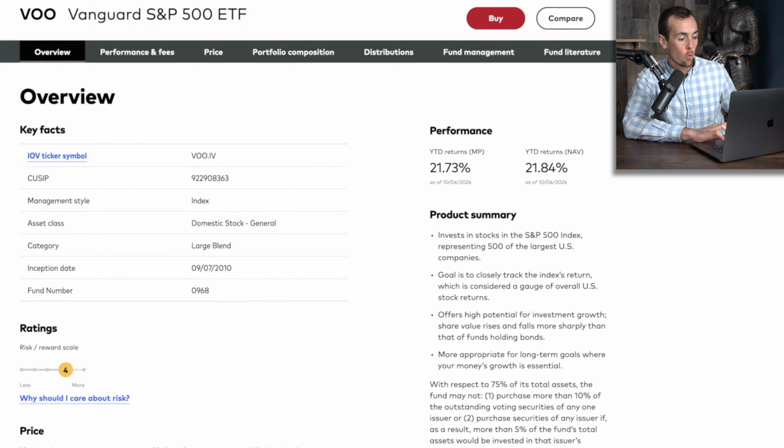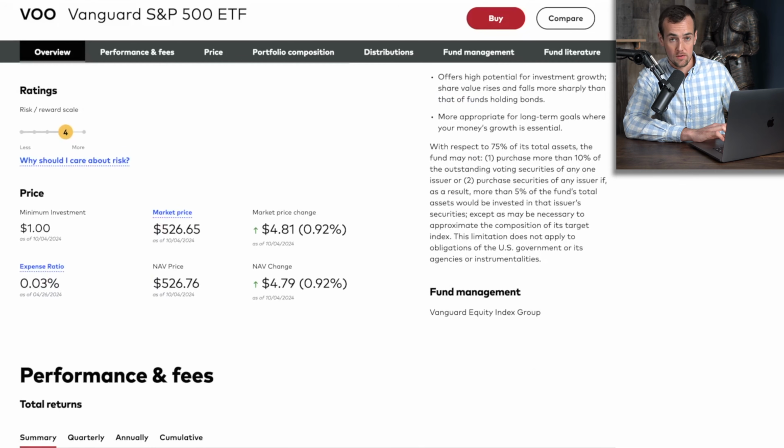If we scroll down, we can get more information here. For example, it mentions here that this index represents the 500 largest publicly traded US companies, and it is considered to be a gauge of the overall US stock returns, as the S&P 500 is the most popular benchmark. In terms of the risk-reward scale, this comes in at a 4 out of 5, so it is going to be a bit more risky than some other investments out there, and that's because you have 100% allocation into equities or stocks. That's going to carry more risk than bonds, for example, which are going to have less downside potential, but also less upside potential.